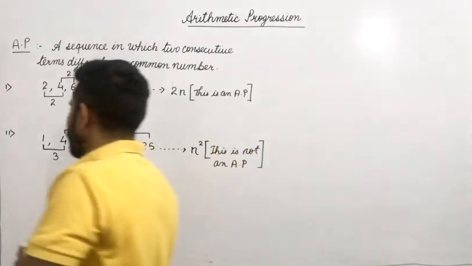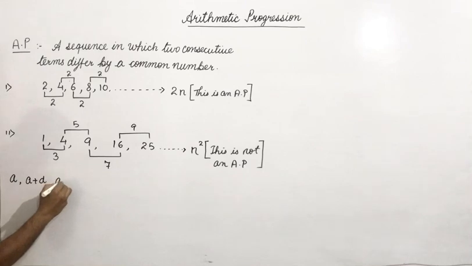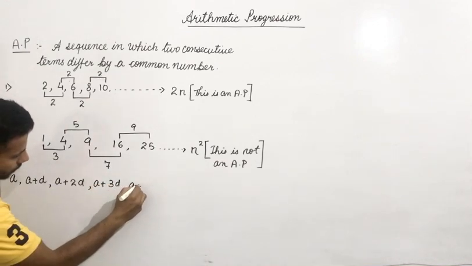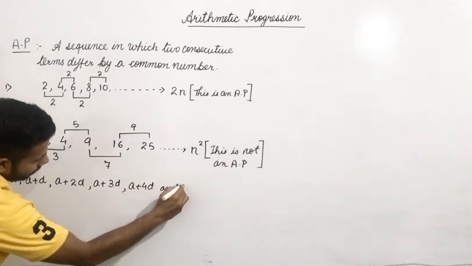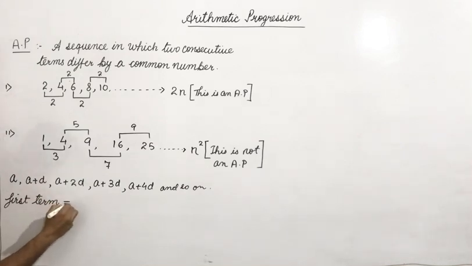So the generalized sequence of any AP is, let the first term be A and let the second term be A plus D. And what is D here? D here is the common difference. And let the third term be A plus 2D, the fourth term be A plus 3D, the fifth term be A plus 4D, and so on. So the first term of any AP is A.